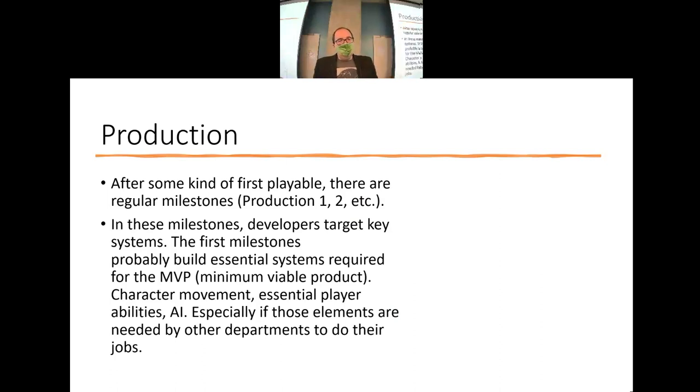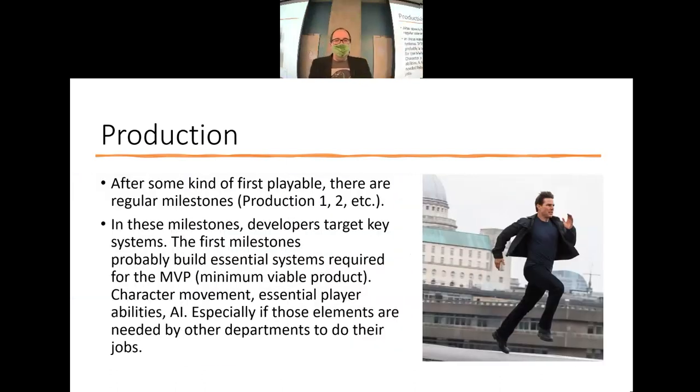All right, so as we're going through production, you get to that first playable. There are going to be all kinds of regular milestones, as we represent by Tom Cruise running, greatest movie runner of all time. There's a million different names for this. These aren't standardized. You might call them production one, production two, whatever. But what you're really building towards is something called a minimum viable product, which is exactly what it sounds like: what is the smallest version of this game that we can actually ship and release? Obviously, you hope to go beyond that. You don't want to ship an actual MVP, but that's what you're building towards first. So all the essential things your game needs to have.